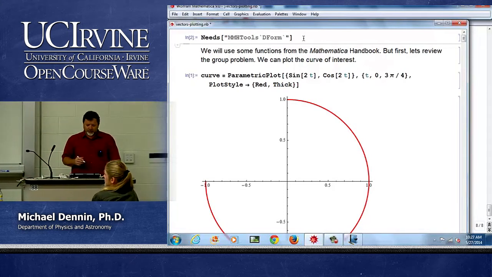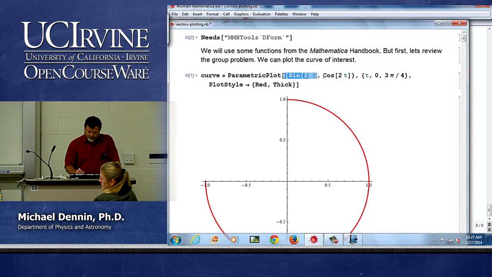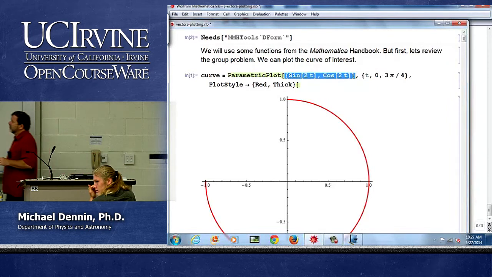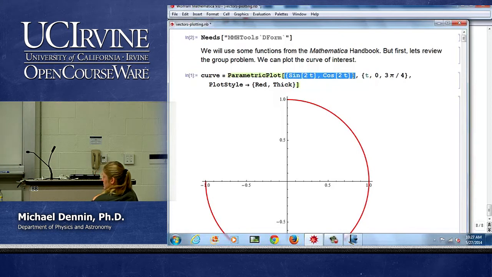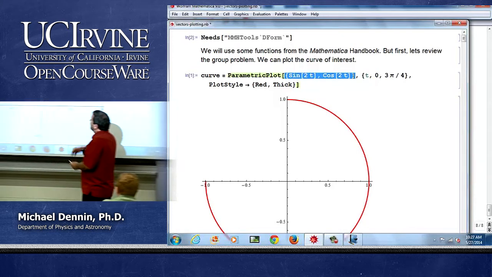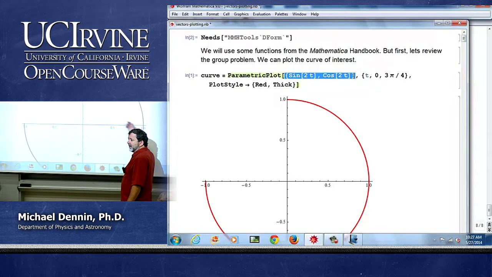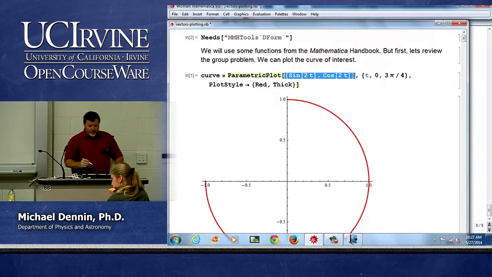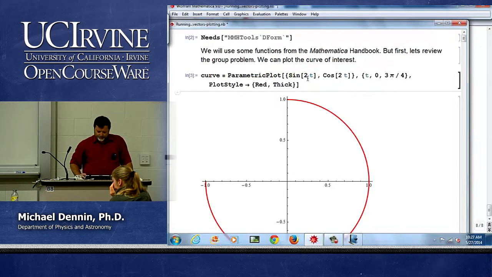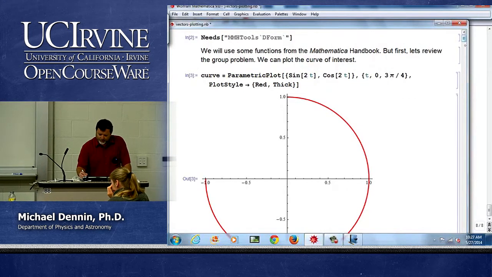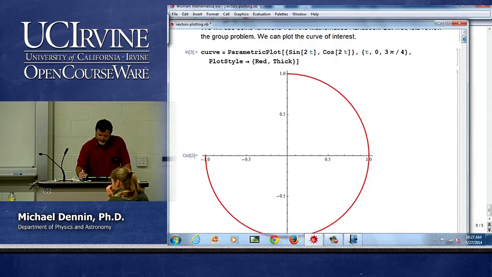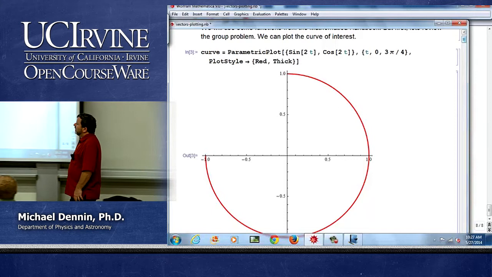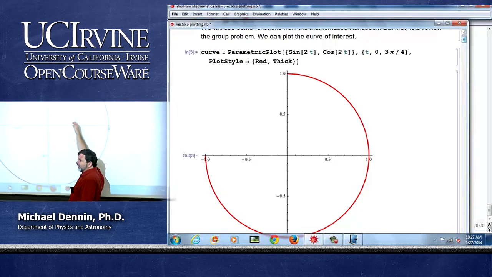The first thing I want to do is return to this curve I gave as an example, which was sine 2t, cosine 2t. And when you're dealing with parametric curves, it's very useful to do parametric plot. It's very useful to get a good idea of where you're doing it. So notice this is the plot from 0 to 3/4 pi for t. And I get the sense that the curve goes from 1 to -1.